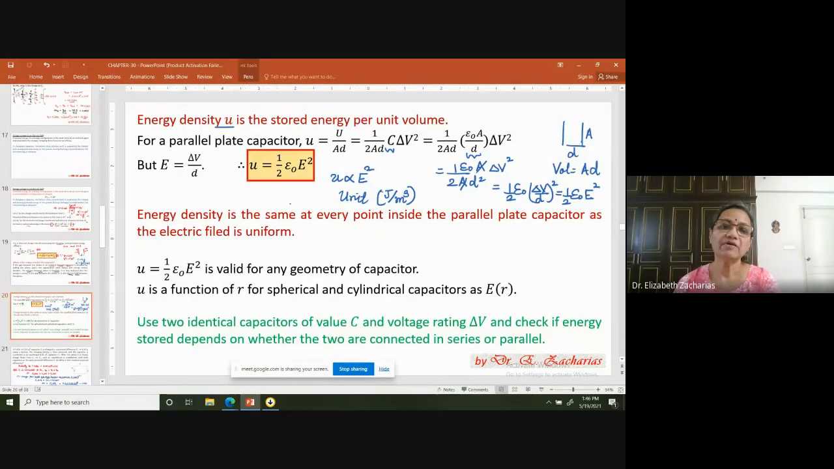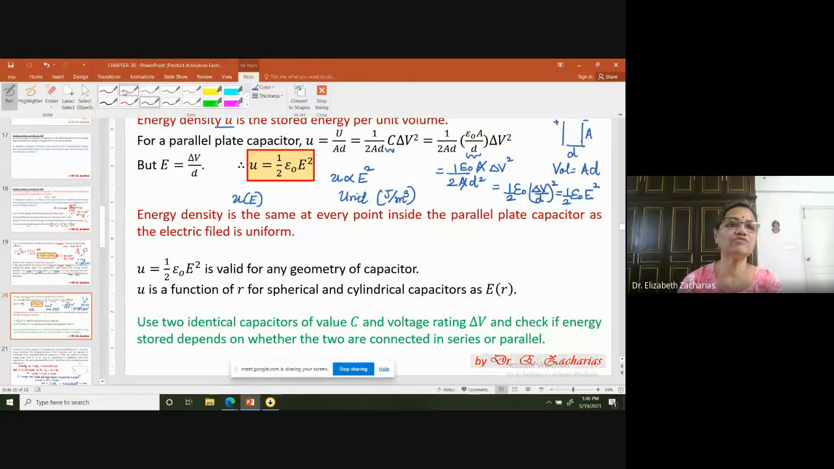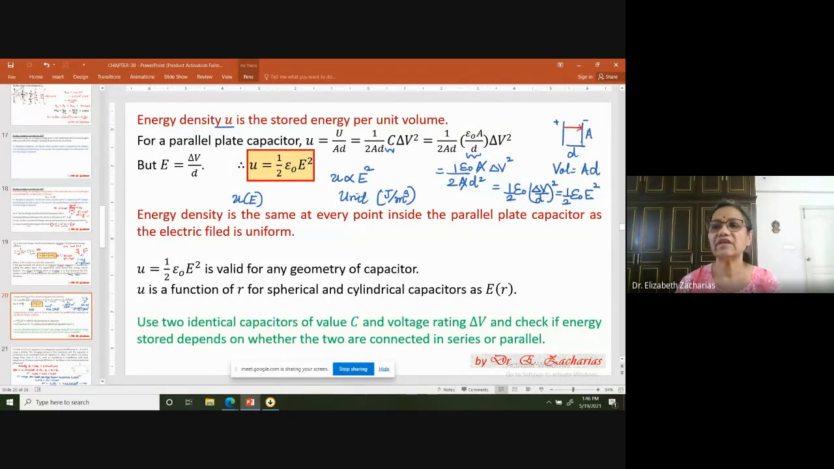Please remember, from here itself you are able to see that energy density is a function of electric field. So this means that if the electric field is the same everywhere, then energy density will be the same at every point. And you know that between the plates of a capacitor the electric field is uniform. Because the electric field is uniform, you can conveniently say that energy density is the same at every point inside the parallel plate capacitor.